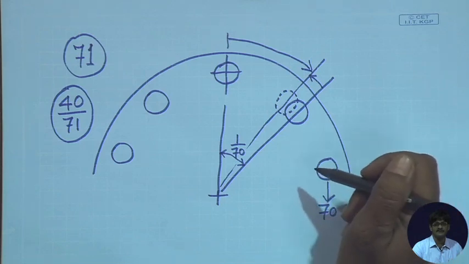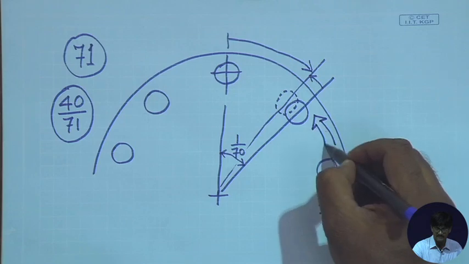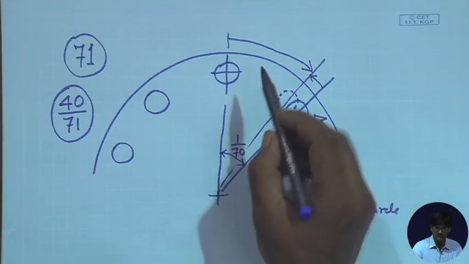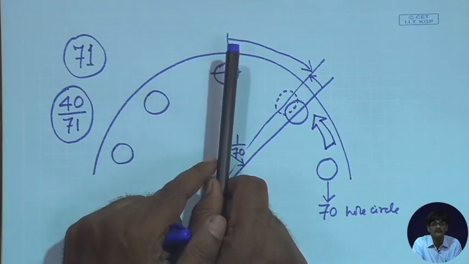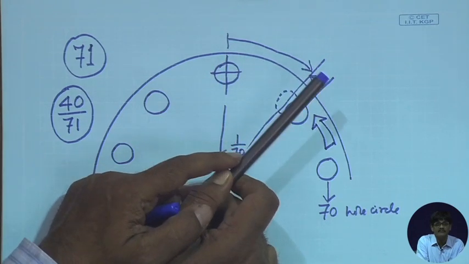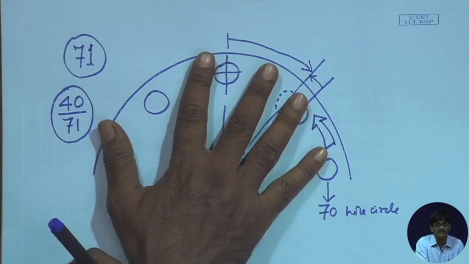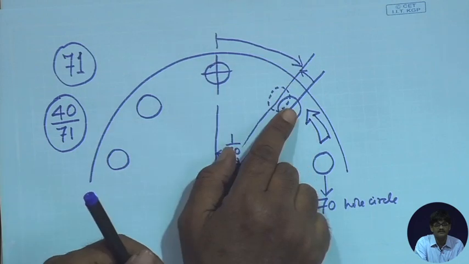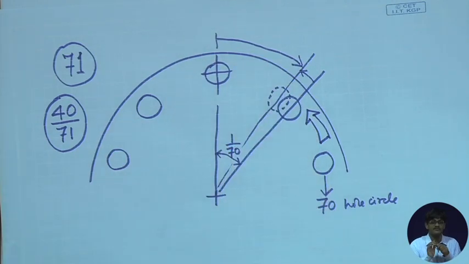This is differential indexing. The whole index plate will be rotating backwards while you have put up your crank and you are moving like this. In that time, this whole plate will be moving this way, so that this one comes to this point.